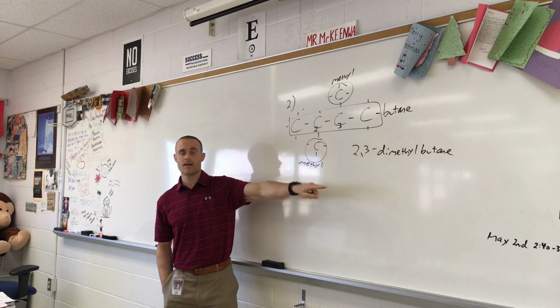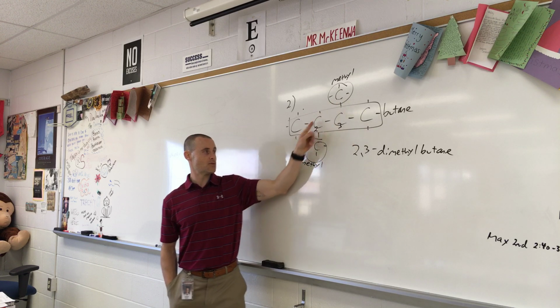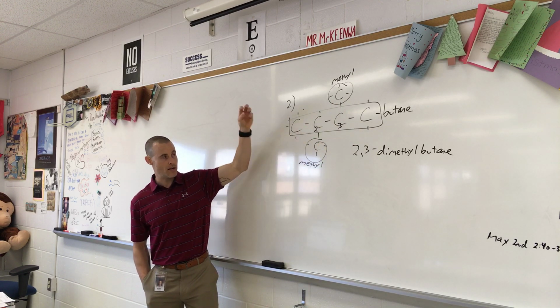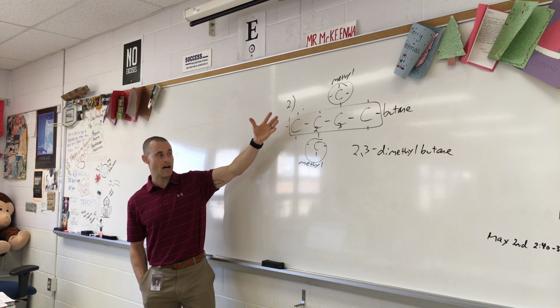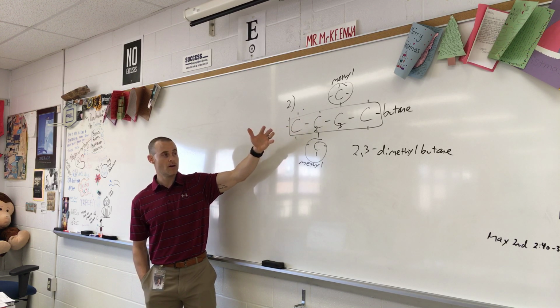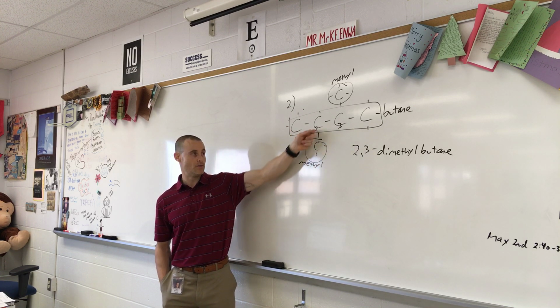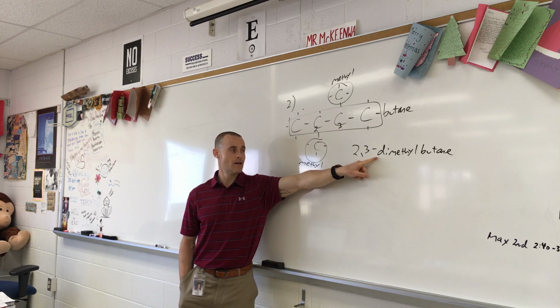The only other thing is the number. This one is 3, this one is 2. So the rules still are the same. You find the longest chain, box it, circle everything outside, number it, go for the low. But now you just need to remember each one gets a number, so 2 and 3, and then di.